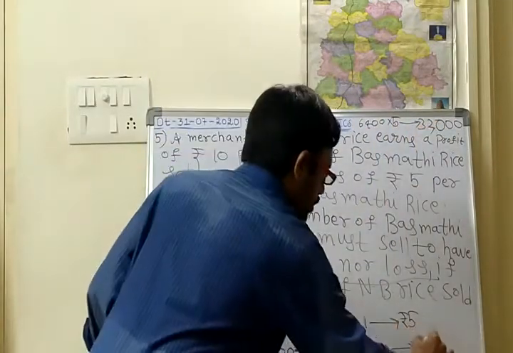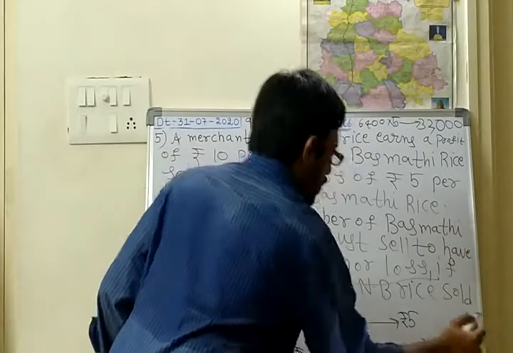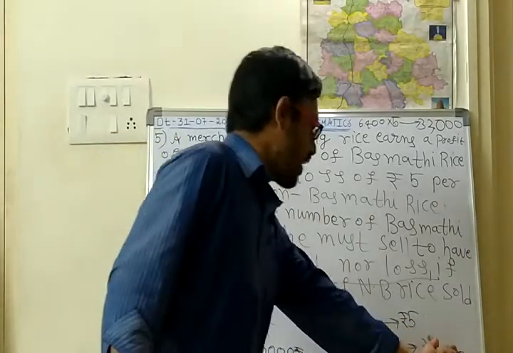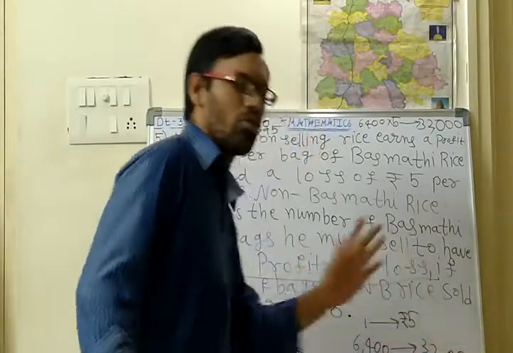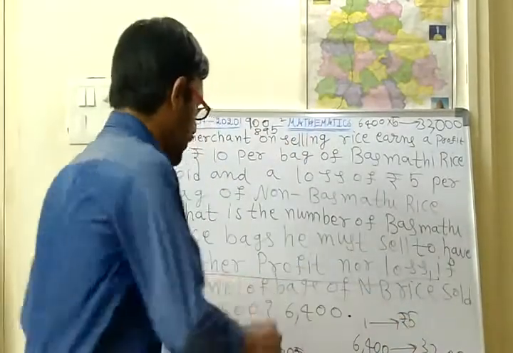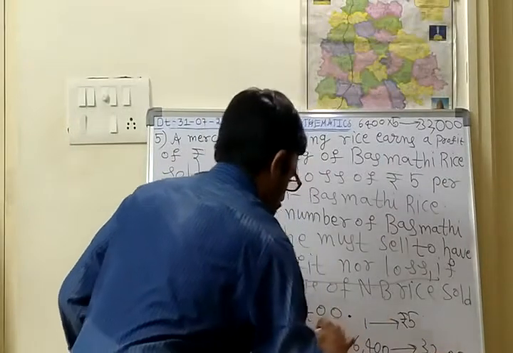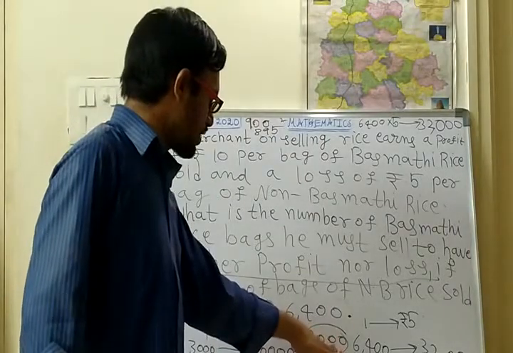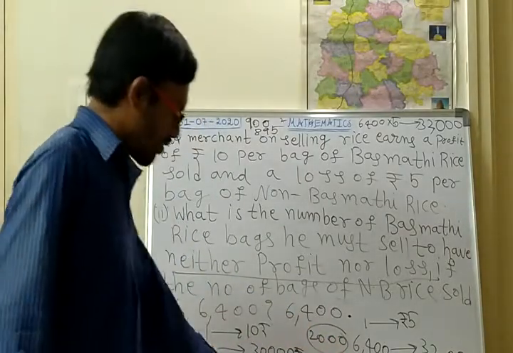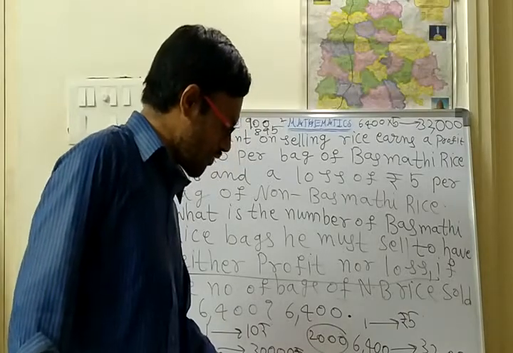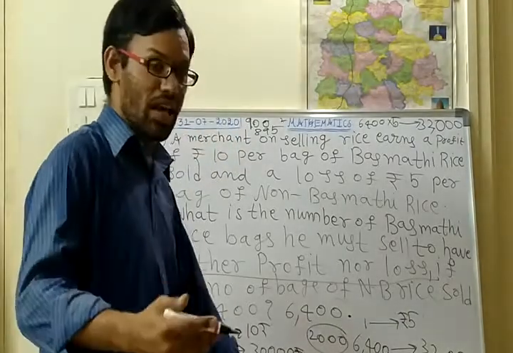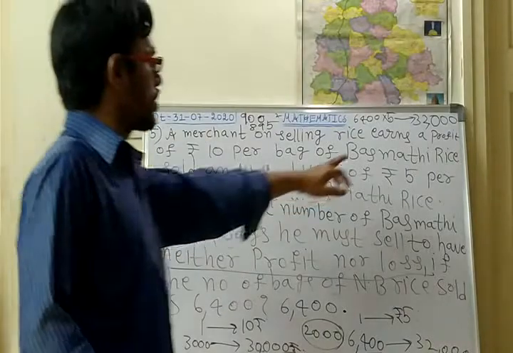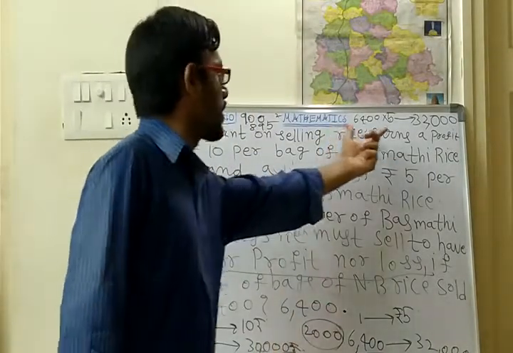Now both are different: 30,000 and 32,000. What is the difference between these two? The difference is 2,000. So here 2,000 is the difference. What is the question he is asking? What is the number of basmati rice bags he must sell to have neither profit nor loss? So here the difference is 2,000.